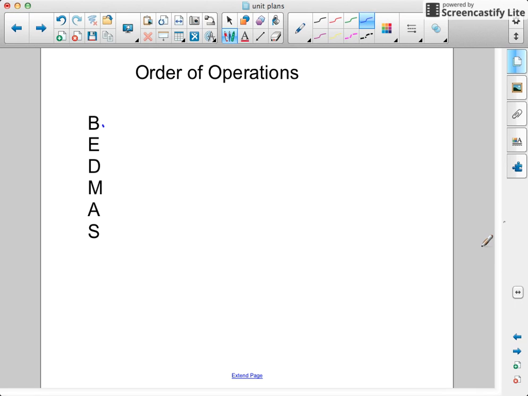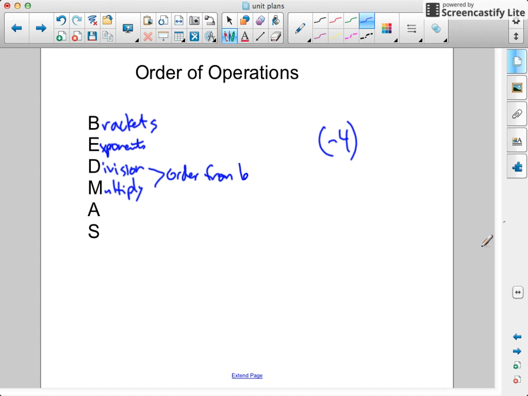So, BEDMAS, brackets first. This is not including if, let's say, you just had a -4 in brackets. Those kind of brackets are just to separate negatives and positives from their operation signs. E is for exponents. You don't have to worry about those right now. D is for division. M for multiply. Now these two are not in that specific order, division first, then multiply. It's an order from left to right.